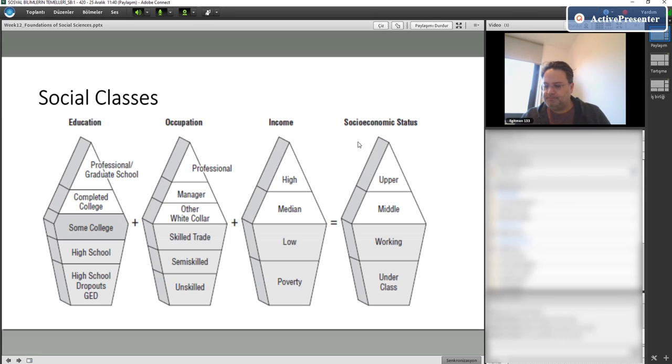In the next semester, we will study methods and techniques, research techniques, and there you will see that education, occupation, income, we will have to measure these. And it's very important that we discuss these issues here because, as a political scientist, it's important to be able to understand the socio-economic status of individuals and groups within a state, within a society.